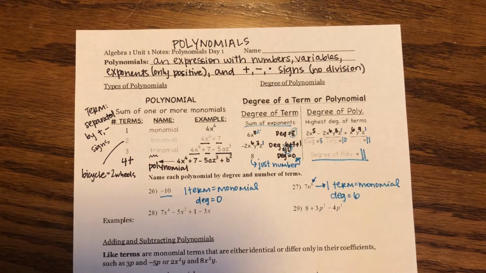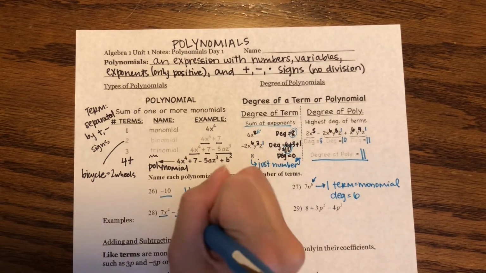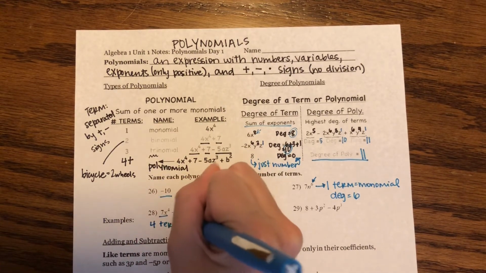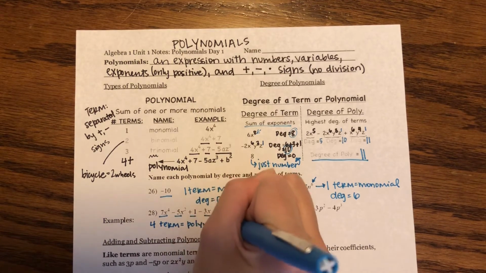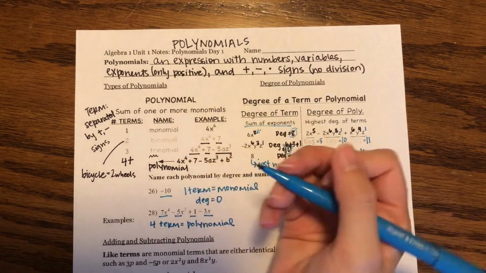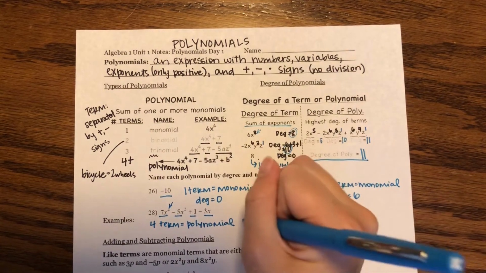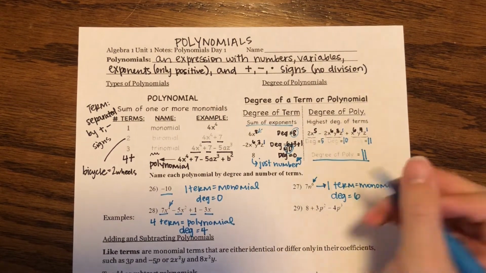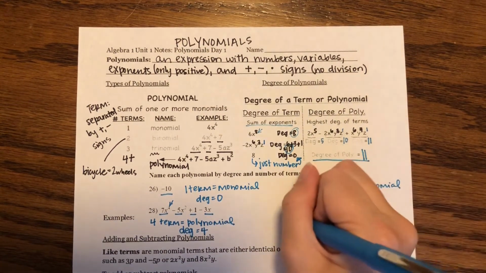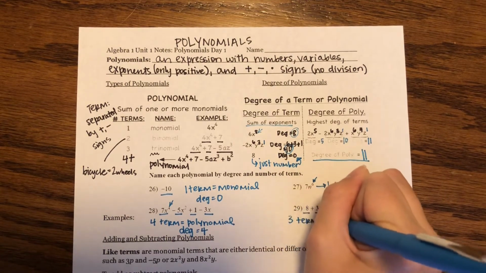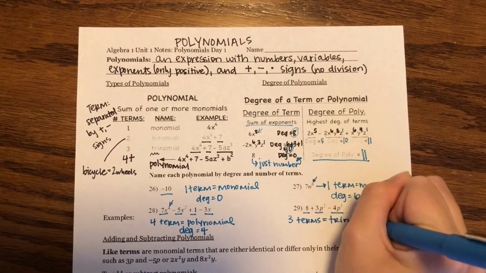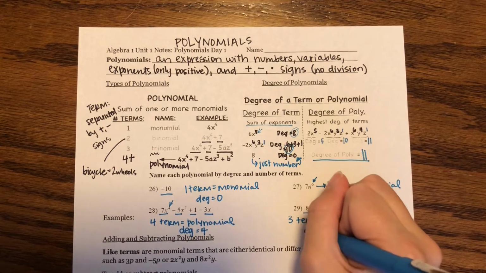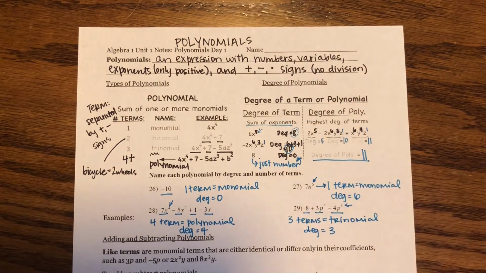In this next example, we have 1, 2, 3, 4 terms. Okay, so that means we're going to say it's just a polynomial. And then we look, our highest degree is, or our highest exponent is 4, so our degree equals 4. And our last example, we have 1, 2, 3 terms. So because we have 3 terms, we have a trinomial. And then our highest exponent is this 3, so our degree equals 3.